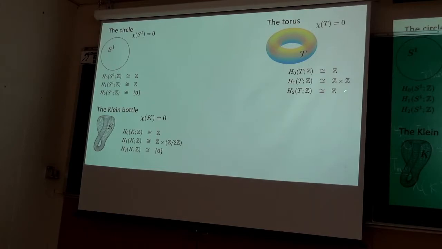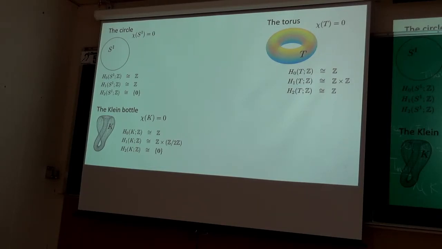Let's look at the homology of the torus. No surprise, it is different from the homology of the circle. It has two-dimensional information, and it is different from the homology of the Klein bottle. So this is an invariant that is going to distinguish between all the examples we have in this slide.